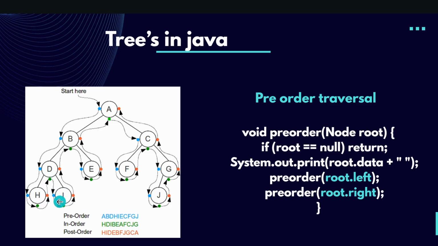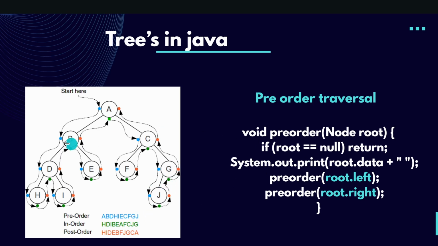Whenever you see a blue dot, print that. So blue dot means I, you can print that. Next comes blue dot E, print that. In this fashion we come to blue dot C and blue dot F, print C and F. Then you can see the blue dots on G and J, and you print G and J.